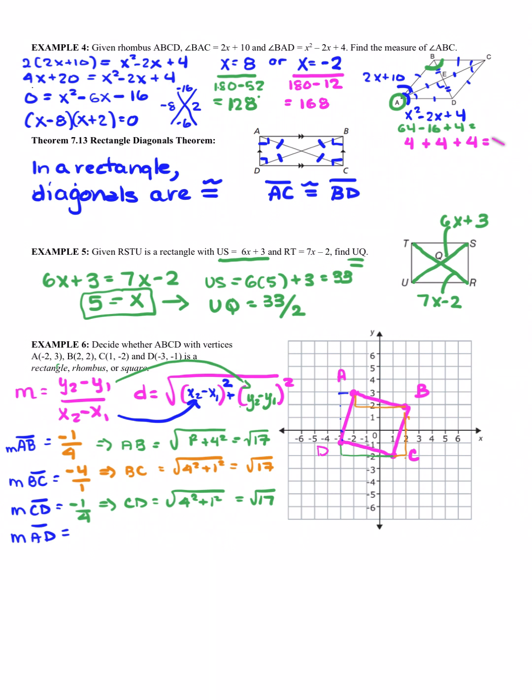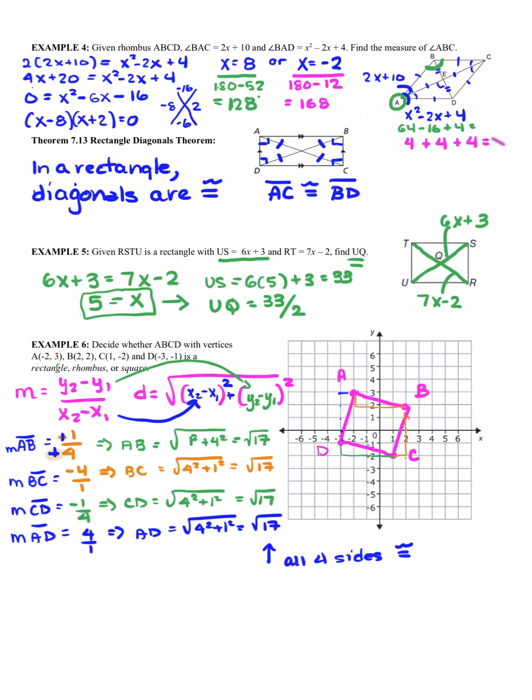I did BC wrong. Sorry about that. For B, I went down and down, so they were both negative, which means they cancel each other out to be positive. So let me go back down to AD. Also, I went up and over, so I went up 4 over 1. So the length of AD, 4 squared plus 1 squared, is square root of 17. From here, we know all four sides are congruent, so it's potentially a rhombus.